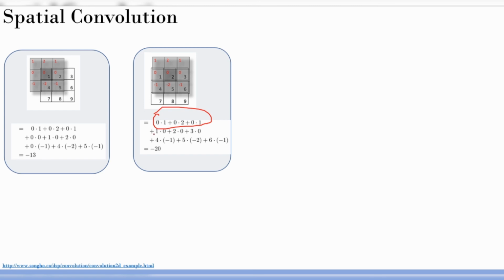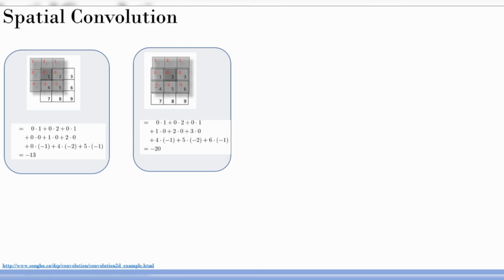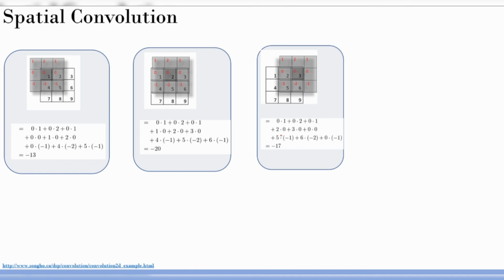And then this one is this line. So 1 into 0, 2 into 0, 3 into 0, that is, this line will belong to this guy over here, so we just discard it so that you can see it. And then similarly, 4 into minus 1, 5 into minus 2, 6 into minus 1. So in this case only this remains, and then the answer is basically 20. And similarly another step.